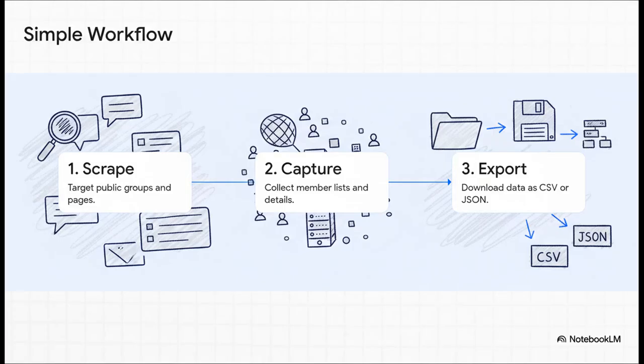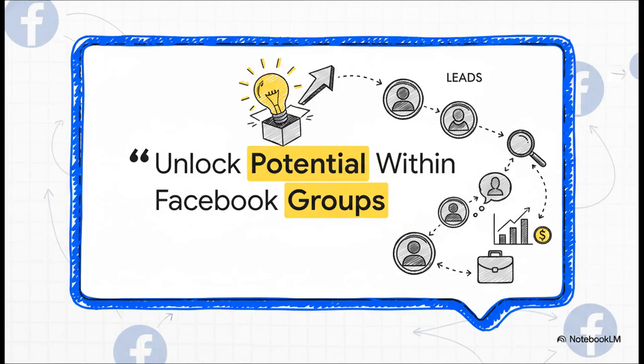The whole process is basically boiled down to 3 simple steps. Step 1, you scrape. You just target the public groups you're interested in. Step 2, you capture. The tool goes to work collecting all that member data. And step 3, you export. You get everything in a nice, clean CSV or JSON file ready to plug right into whatever sales or marketing software you're using. And this really gets to the whole point. It's not just about collecting a bunch of names. It's about unlocking the potential that's already sitting there. All the potential leads, job candidates, and insights that are just waiting inside these communities.